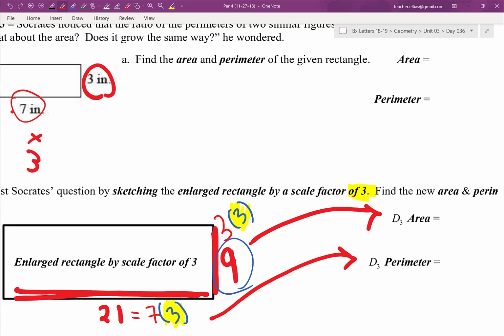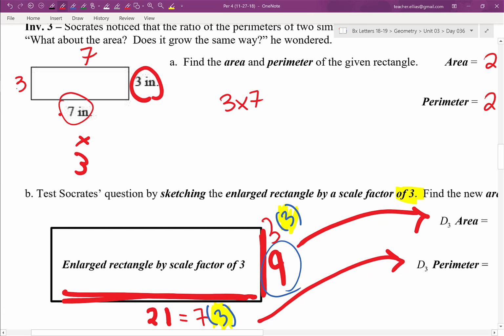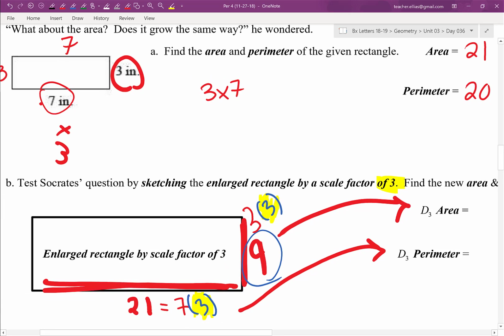So, what's my original area? How do you get the original area? Yeah, base times height. 3 times 7. What's my perimeter? Yeah, if you add up all the sides, 7 and 3, you get 20.